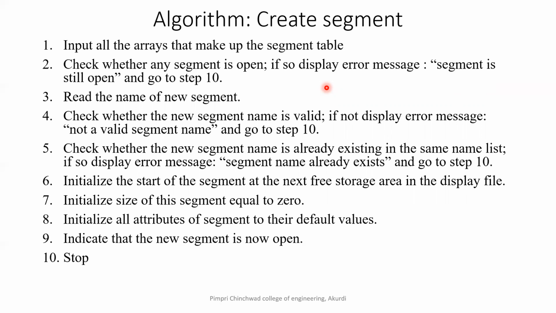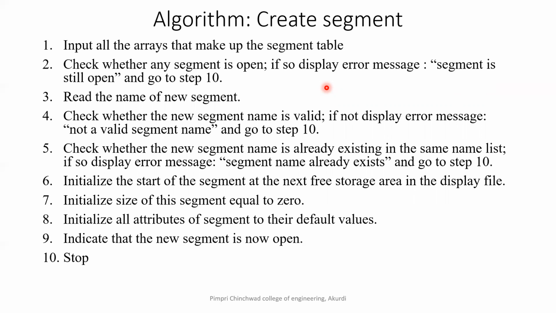In that case, we have to read the name of the new segment, and check whether the new segment name is valid or not. If it is not valid, we display an error message and go to the stop step and leave the algorithm. Now suppose the new segment name is valid. Then what will be the next check? Whether the new segment name already exists in the name list or not. If the name already exists, again we provide an error message that the segment name already exists, and we stop.